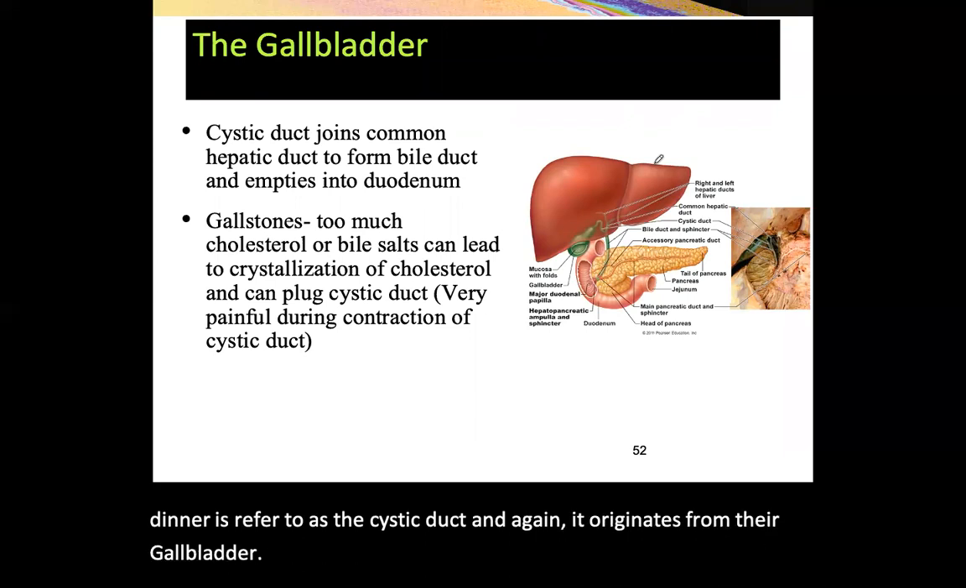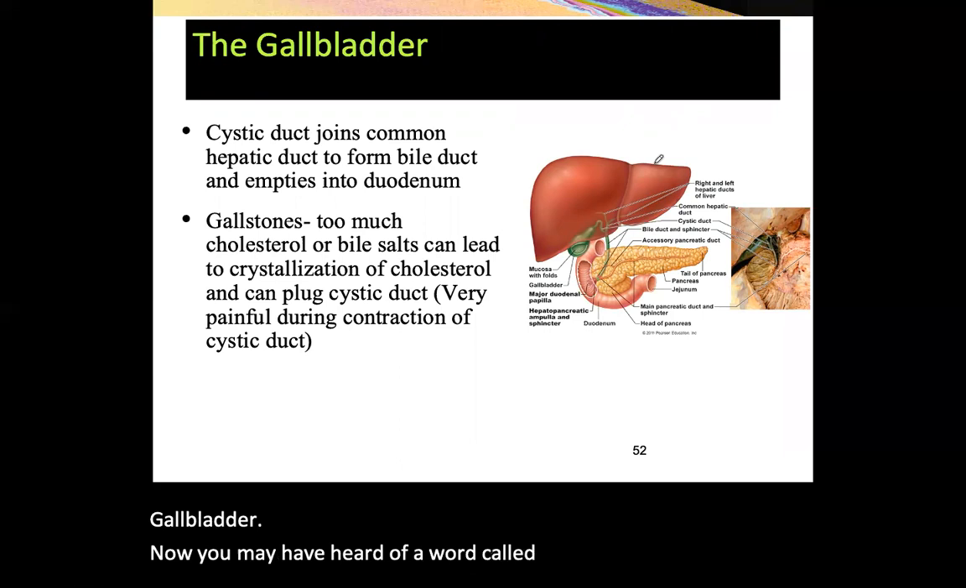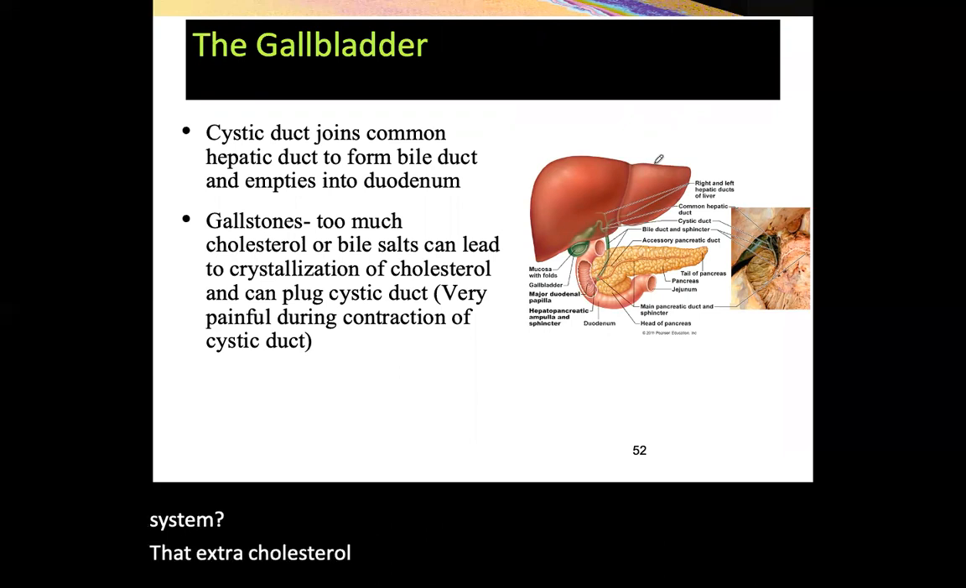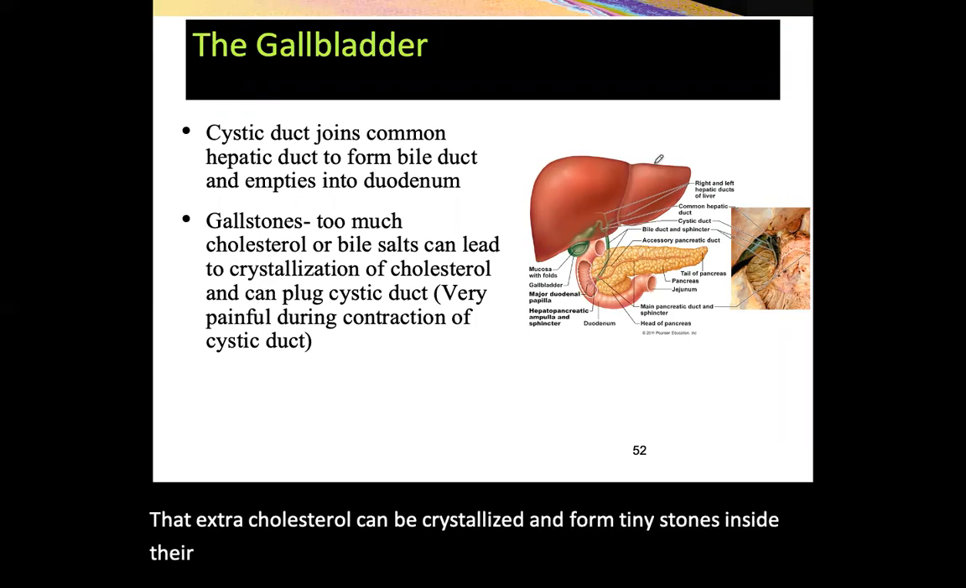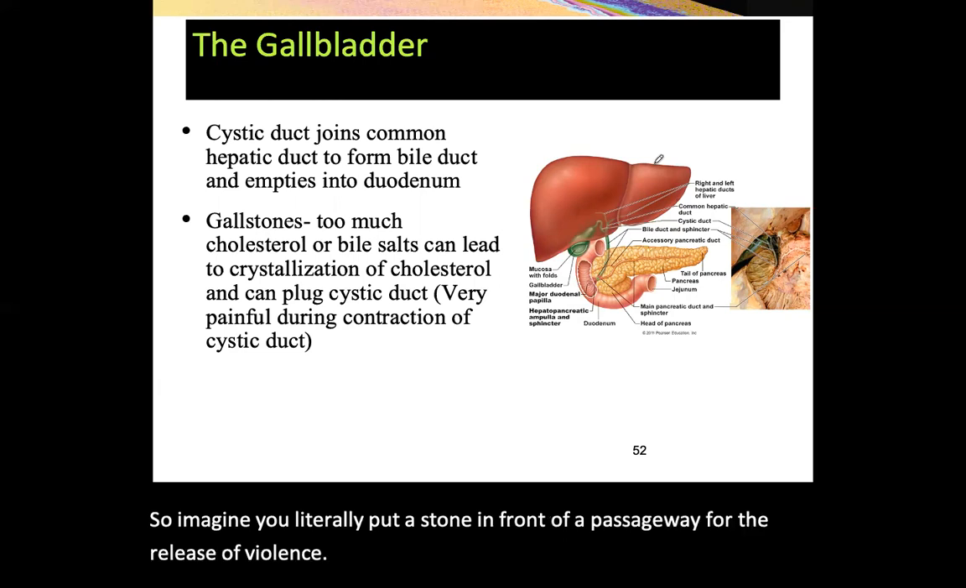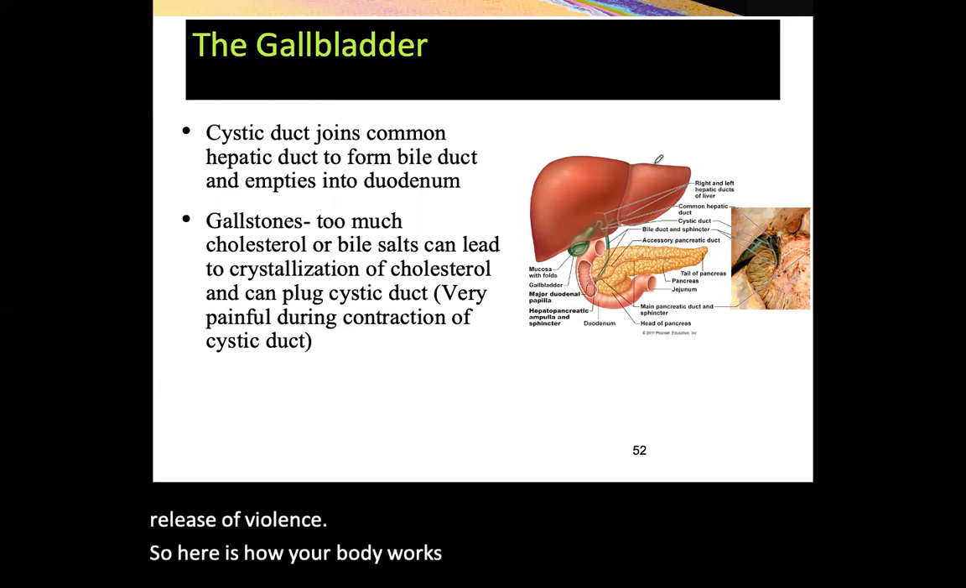Now, you may have heard of a word called gallstones. So what are gallstones? So what happens if you have way too much cholesterol in your system? That extra cholesterol can be crystallized and form tiny stones inside the gallbladder, and they can literally plug the cystic duct. So imagine you literally put a stone in front of a passageway for the release of bile. So here's how your body works. You eat something fatty, your body notices the level of fat is high.